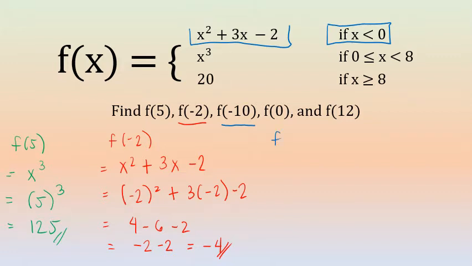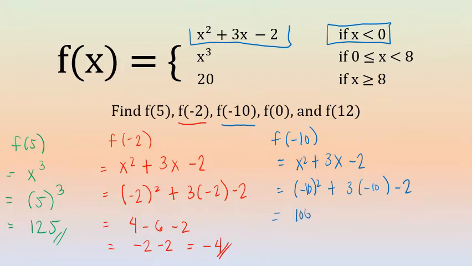Okay? So we have f at negative 10. That is equals to x squared plus 3x minus 2. Then evaluating, we have to substitute negative 10 squared plus 3 times negative 10 minus 2. Okay? So what is negative 10 squared? That is positive 100. Positive 3 times negative 10.